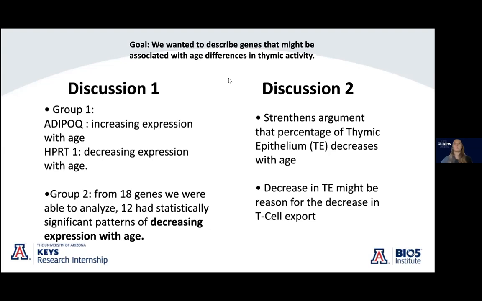The second thing we can talk about is the actual percentage of thymic epithelium. When we went into this project, we weren't sure if it was just the whole thymic area that was decreasing or whether the area of thymic epithelium was decreasing along with it. And this shows us that yes, there's a high correlation and it most definitely does. And this is probably a huge reason as to why there's a decline in T cell export with age.